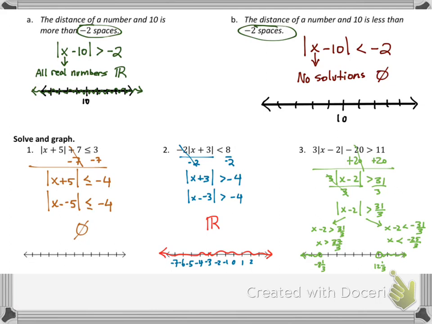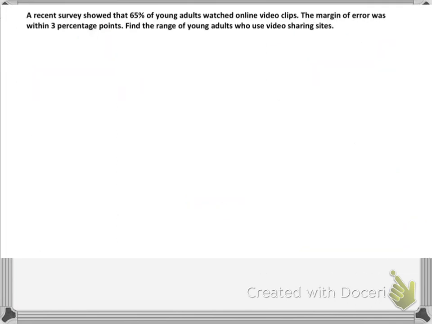Take a moment, pause the video, soak it all in, whatever you need to do, and then I'm going to move on to our final problem. The problem reads, a recent survey showed that 65% of young adults, that's me, watched online video clips. The margin of error was within 3 percentage points. Find the range of young adults who use video sharing sites.